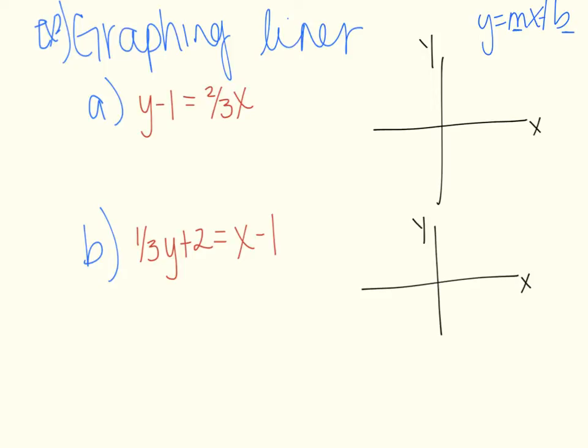So then when we have multiple points, we can draw a line through those points. First, our A is not in y equals mx plus b form, but it's very close. So what we need to do is add 1 to both sides, and this is going to give us the equation y is equal to 2/3 x plus 1. The plus 1 is going to be where it hits on the y-axis, so I'm going to go from the origin and go up just 1.